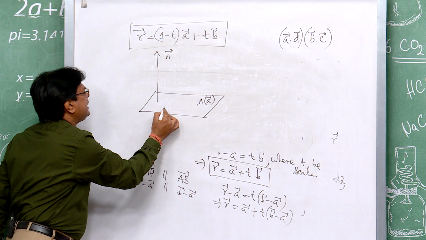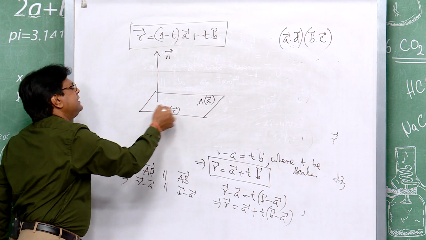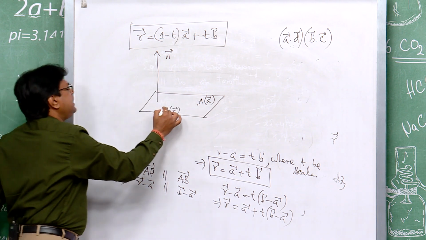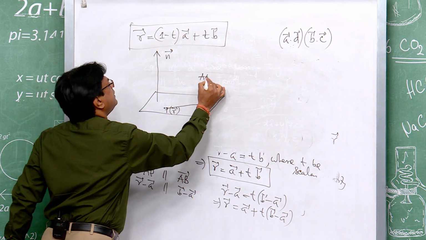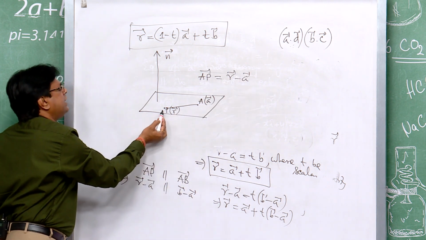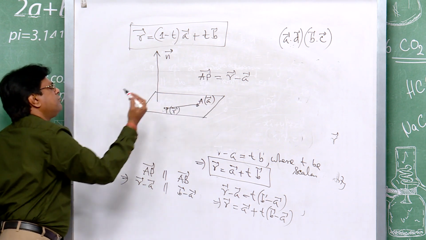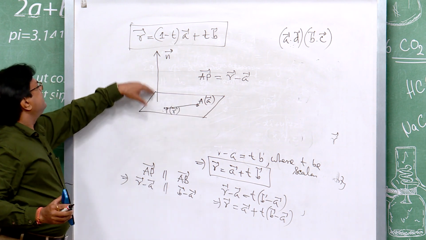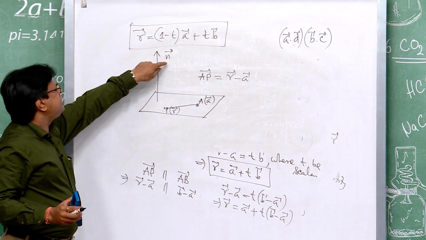Now, we consider another variable point. This variable point moves hither and there, forming a plane. So, P has position vector r. So, the vector AP is equal to r minus a, because this point is not given, this point is given. You have to find the equation of the plane passing through a vector A, and the normal, the perpendicular vector, is also given.